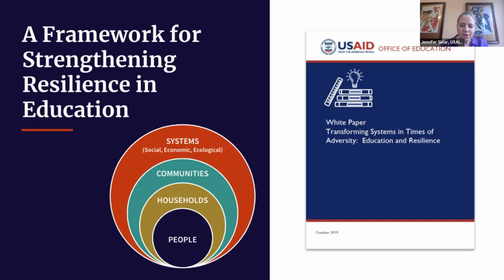And while in the long term, the intention is to reduce or transform factors that make learners or communities or systems vulnerable to shocks and stressors, the immediate focus is building on and strengthening existing resilience capacities. And by working in this way, USAID education program efforts can really serve an important function in strengthening the overall resilience of the education system, as well as supporting and sustaining learning and well-being outcomes in times of adversity. Next slide.